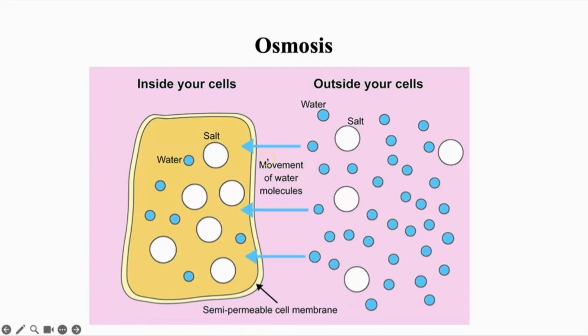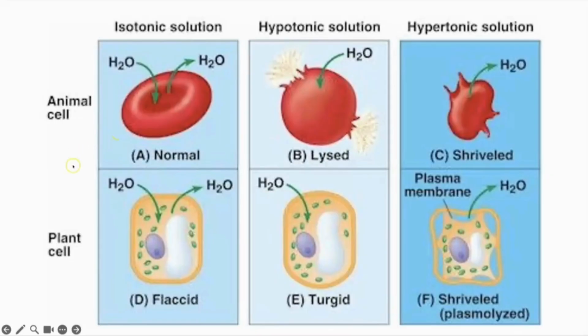The next one is osmosis. As we all know, the plasma membrane is a semi-permeable cell membrane, so it allows the transport of water molecules from the outside environment into the cell. This movement we call osmosis, and it can be explained in both animal and plant cells. If you place a cell in an isotonic solution, meaning outside and inside of the cell, the water molecules will be in equilibrium. So the animal cell appears normal, and the plant cell also appears normal, which we call flaccid.